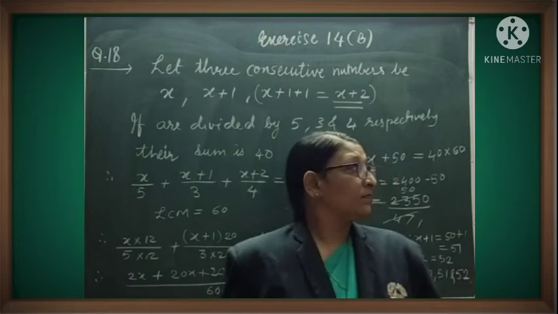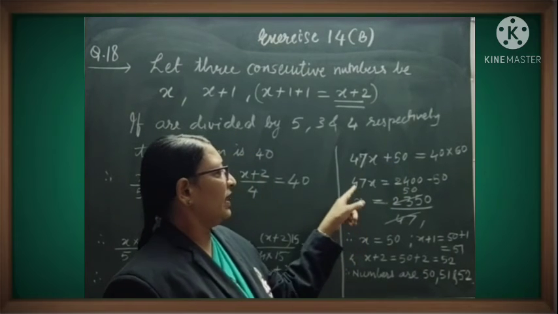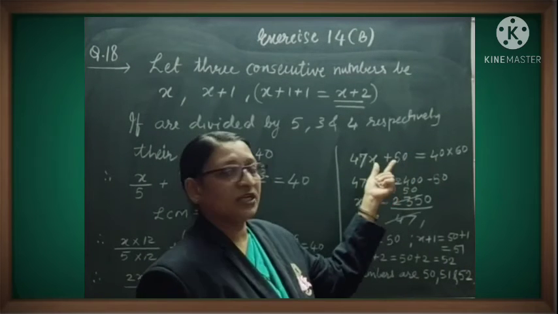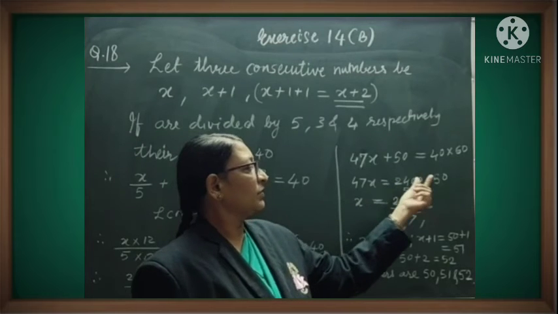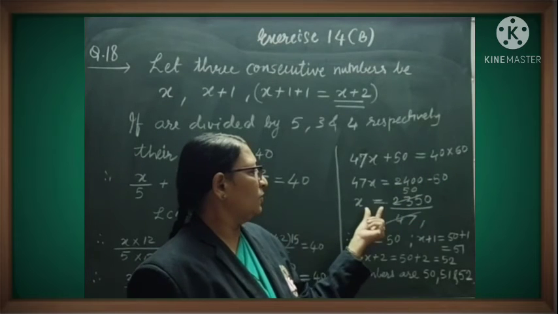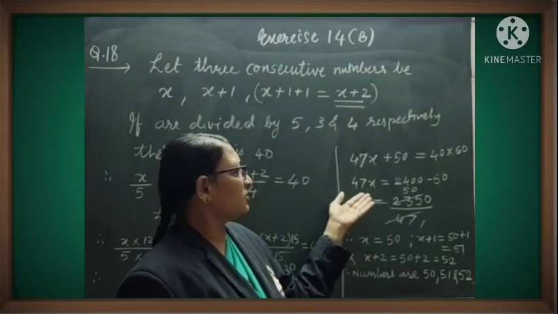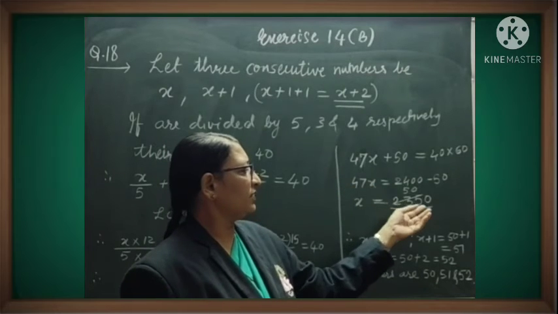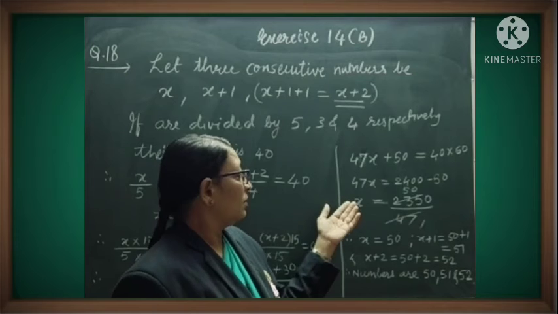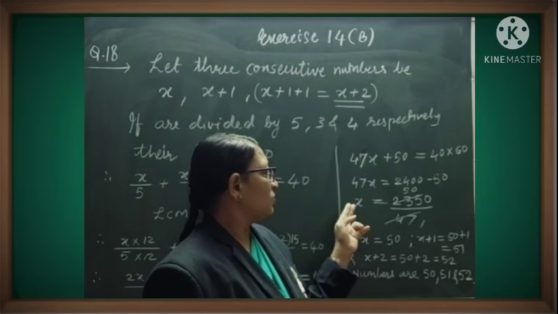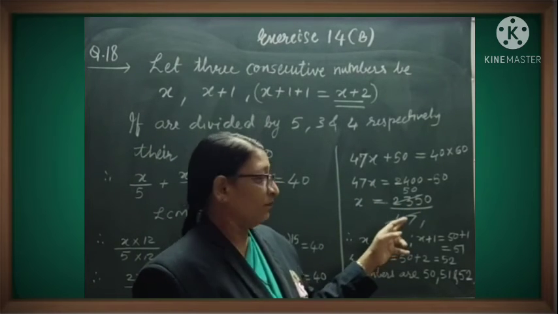Now here we will transpose the denominator, so it becomes 40 into 60, and by solving the whole numerator we get 47x plus 50. In the next step, 50 we will transpose; here it is plus, it will become minus 50. So 2400 minus 50 equals 2350, and 47x is 2350. Since we need to find the value of x, we will divide by 47. So x is equal to 2350 upon 47.